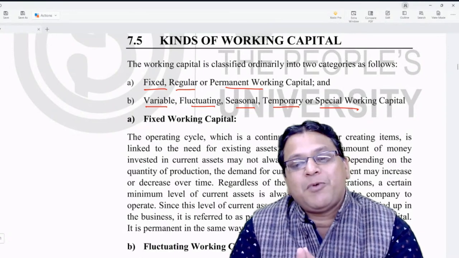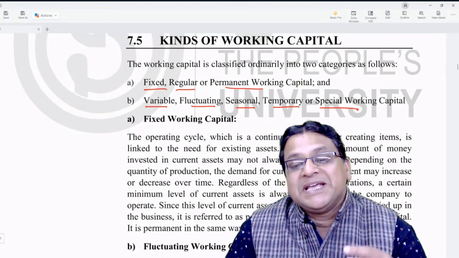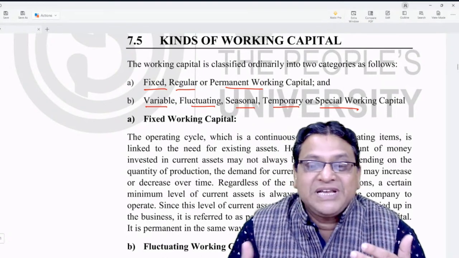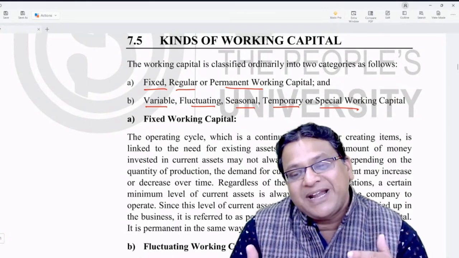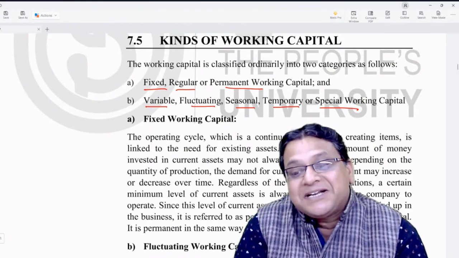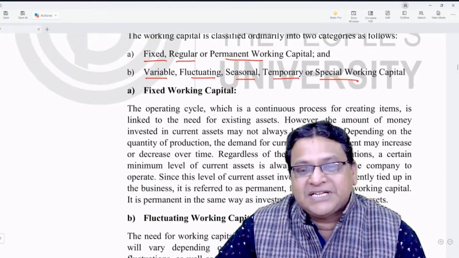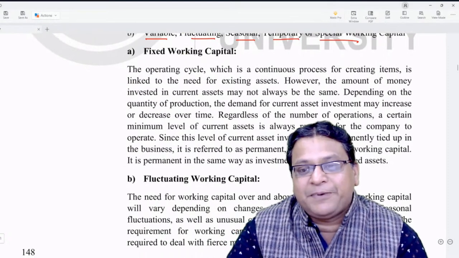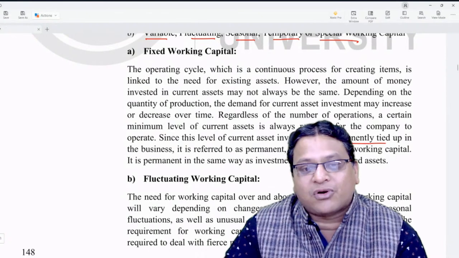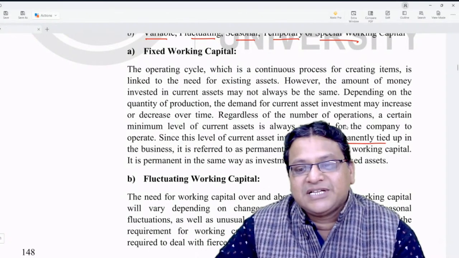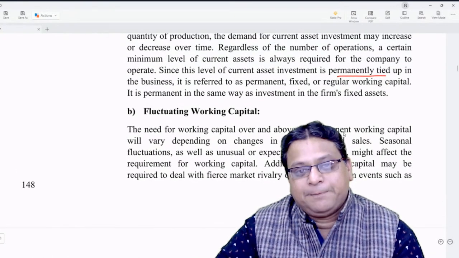And that particular minimum amount, which is always blocked in the current assets of the company, is known as the fixed working capital or permanent working capital. It is permanently blocked. It is permanently tied up in the business. So this is known as fixed working capital. Fixed working capital is permanently tied up or permanently blocked in the business. Hence, it is known as fixed working capital or permanent working capital.